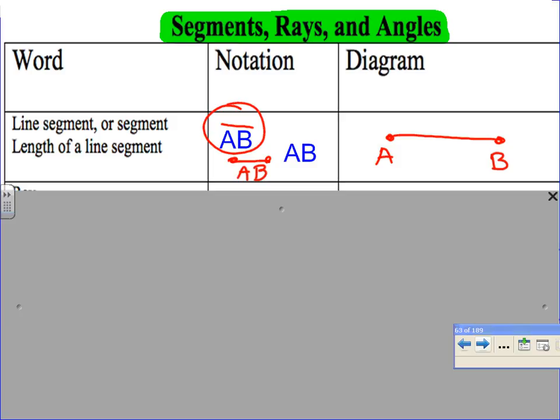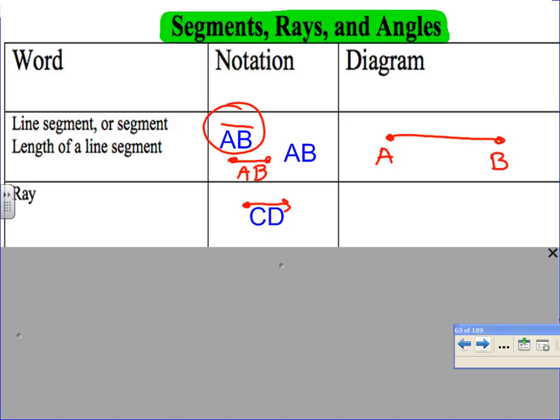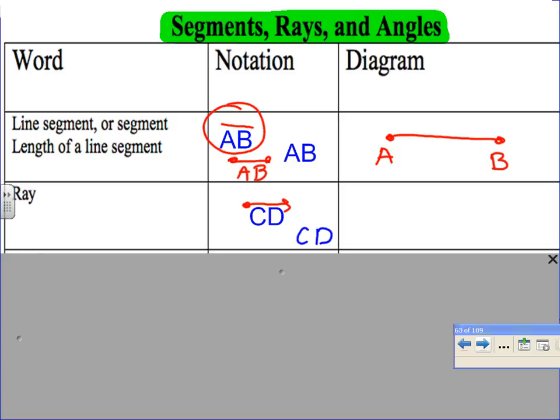Okay, what's a ray? Briar, what's a ray? Good job. So a ray, one end of it has an endpoint, the other end goes on forever. So you could see the notation like that with a point on one end and an arrow on the other, or you could see it with nothing on one end and an arrow on the other. C, D, I'm going to draw it. Here's our ray.